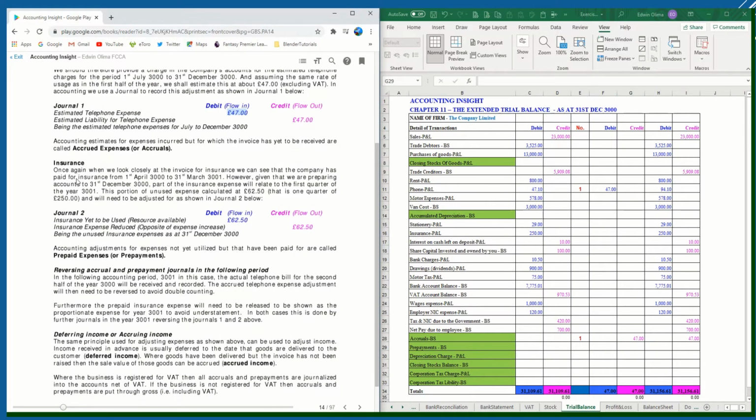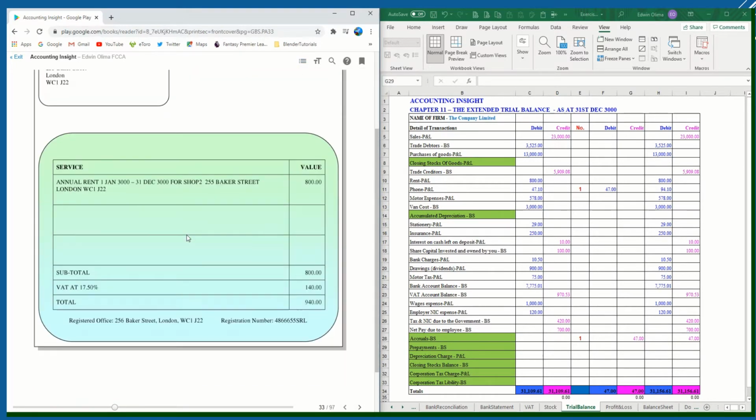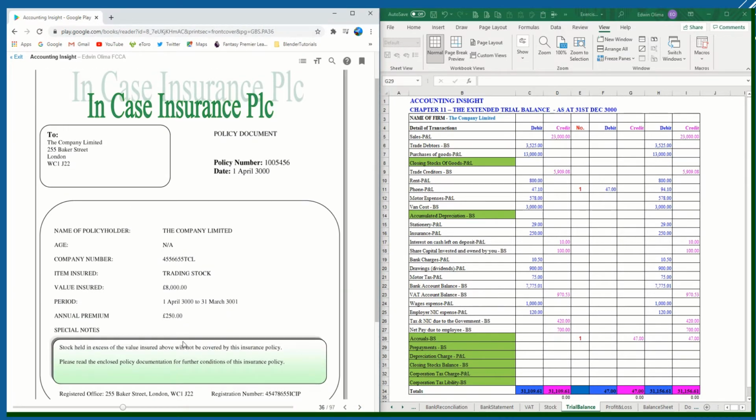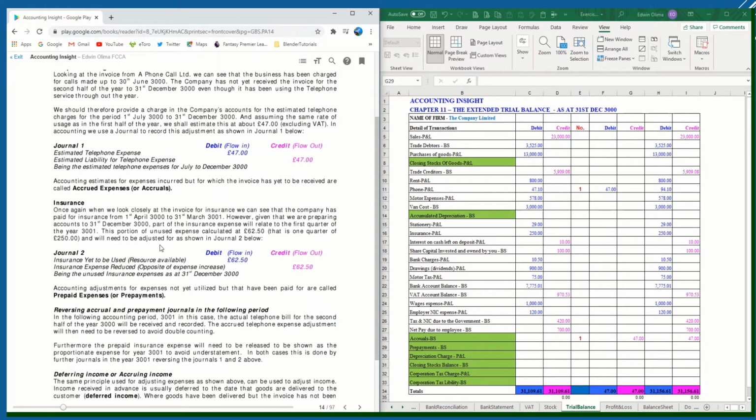We then go to the second adjustment, and here we'll talk about the insurance. So if we look at the insurance invoice, go to insurance, here you go. And if you look at the detail of it, you see the period it relates to is 1st of April 3000 to 31st March 3001. So some of this insurance relates to the first quarter of 3001. This £250 is not the full cost for the year 3000. Some of it needs to be deferred into the following year. So in accounting, we'll prepare an accounting adjustment, and we'll say we still have insurance to be used in the next year. So we call it a prepayment of insurance, so a resource yet to be used.